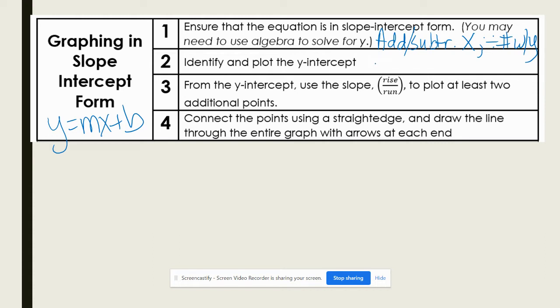The y-intercept then is going to be your b value. Your slope is the m. Once we've done that, we can use a ruler. So make sure you have a ruler with you. Pause the video if you need to get one to draw a line through the graph with arrows at each end.